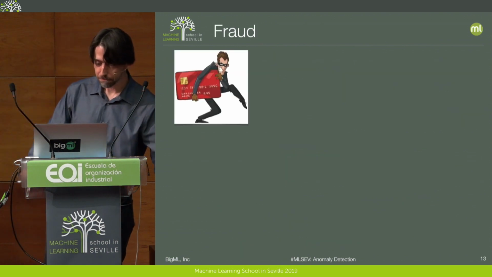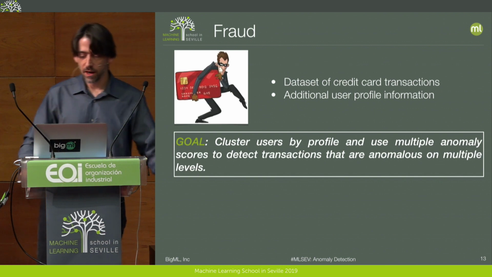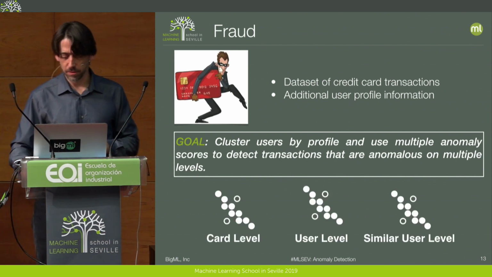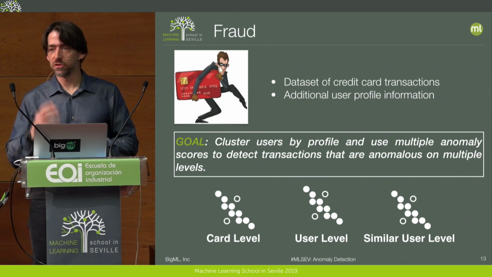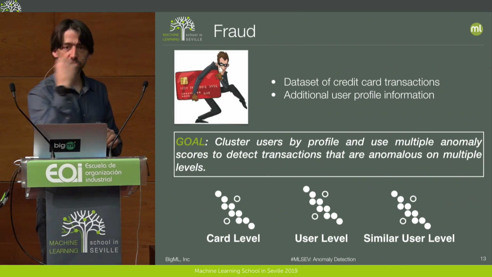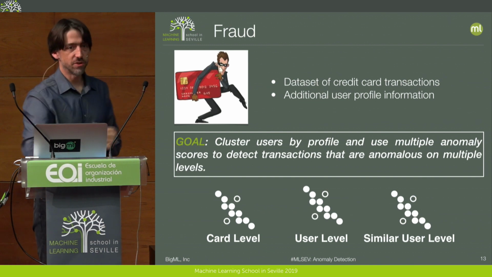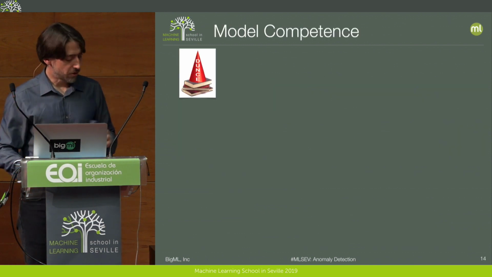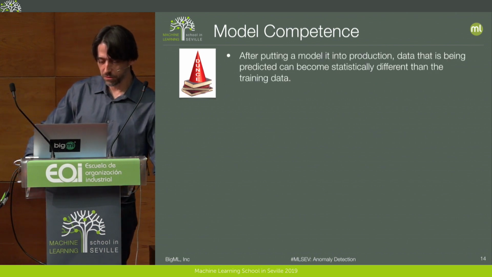Super fun. Okay, fraud, same kind of idea. We can look at credit card transactions and do a card level, user level, and similar user level. I think I talked about that one a little bit yesterday, so I won't belabor it too much, but it's the same kind of idea, building several anomaly detectors and looking at how anomalous that transaction is across several different data sets.